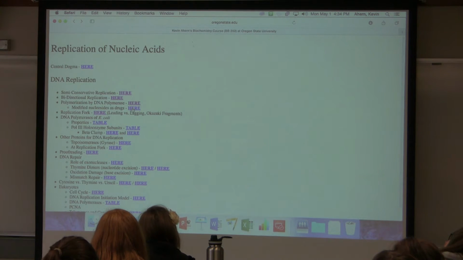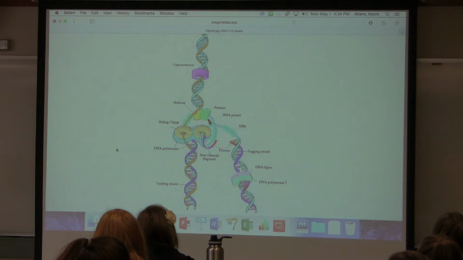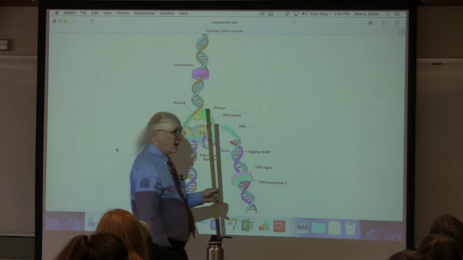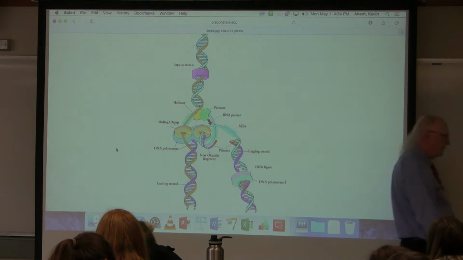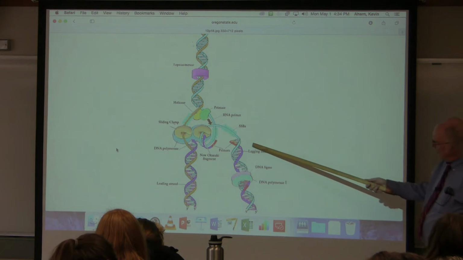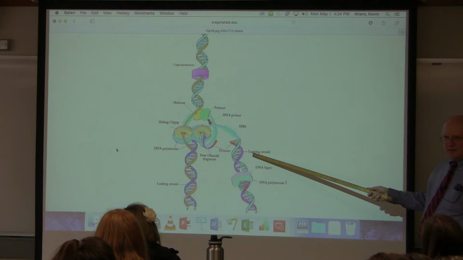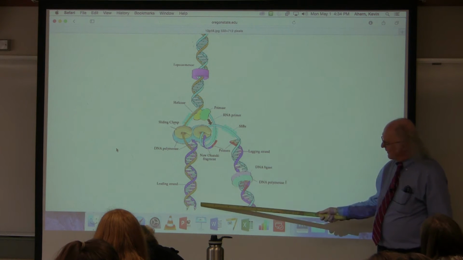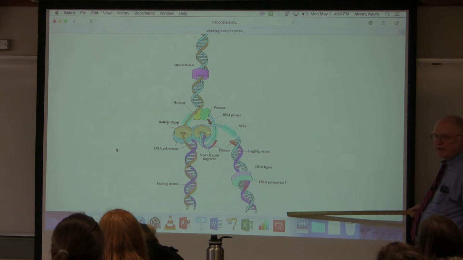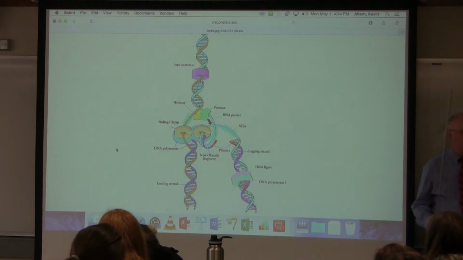Now, let's see. Before I do that, let me jump around just for a moment. Let's look at the proteins, since Mariah's asked the question. Let's look at the proteins that are found at a replication fork. Okay. What's found at a replication fork? First of all, we have the lagging strand on the right. We have the leading strand on the left. The leading strand is moving upwards. The lagging strand is being replicated downwards. So they're going in opposite directions, just like before.